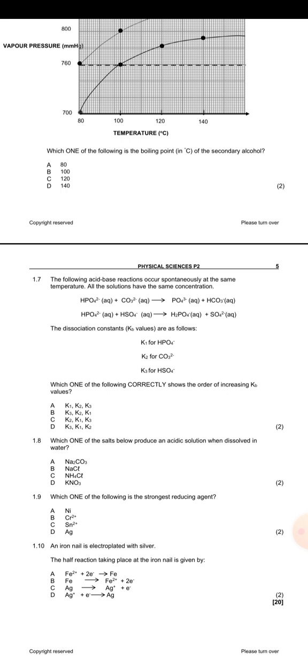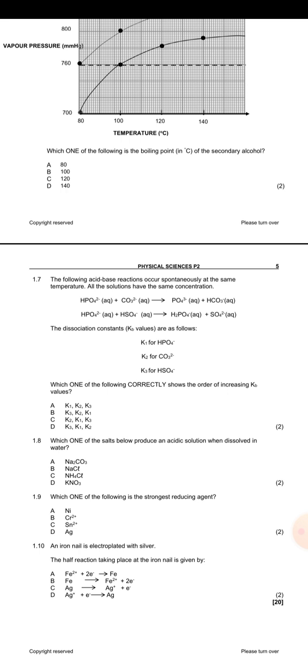1.8, which one of the salts below produces an acidic solution when dissolved in water? All right, acidic. So for it to be acidic, remember what I said. For a salt to be acidic, there must be an imbalance in its ions, basically those that formed it, the acid and the base that reacted together. So if we are getting an acidic one, look how we're going to do it.